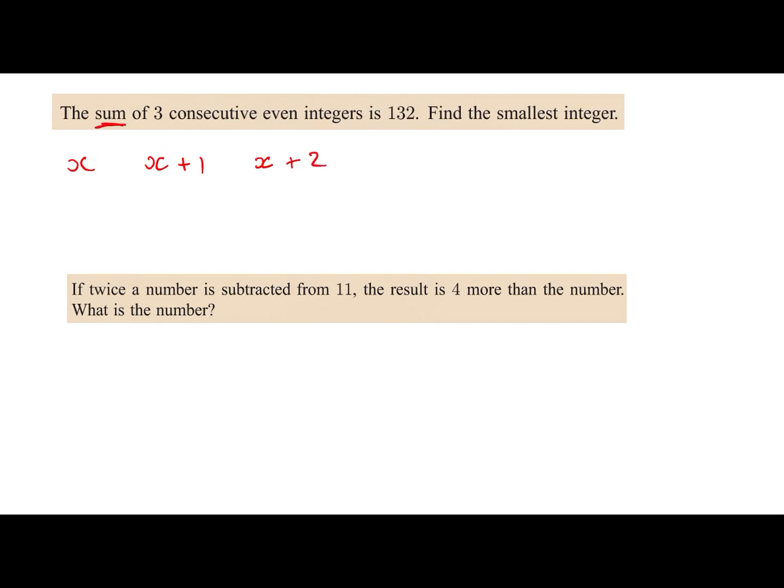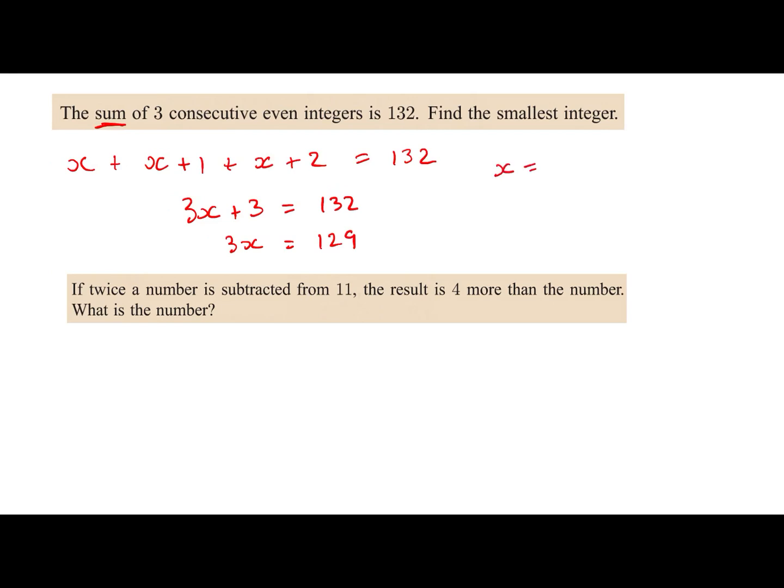And the next integer after that is going to be x plus 2. And it says find the sum of these. So it wants me to add these 3 numbers together. And when I add those 3 numbers together, the answer is going to be 132. So we've made an equation. Just solve it. 3x plus 3 equals 132.